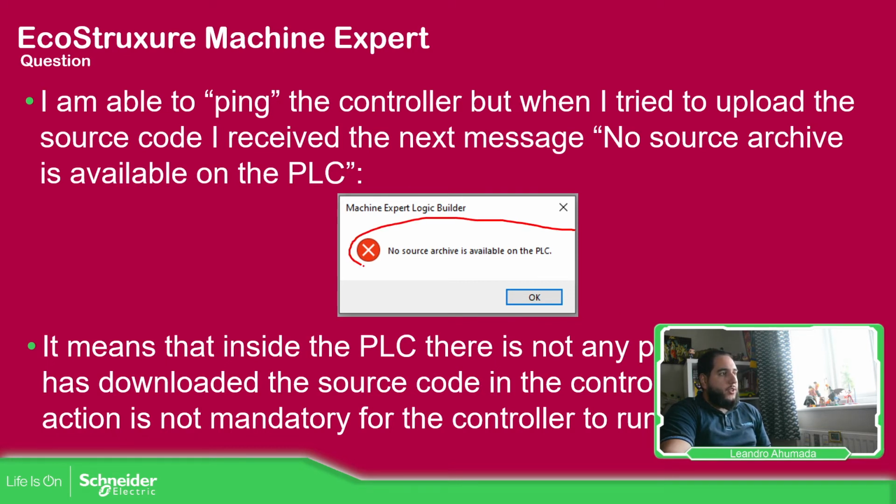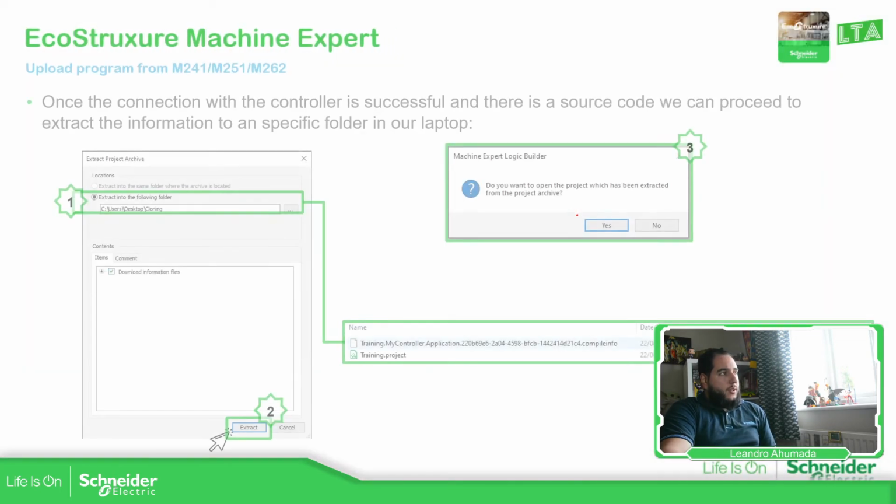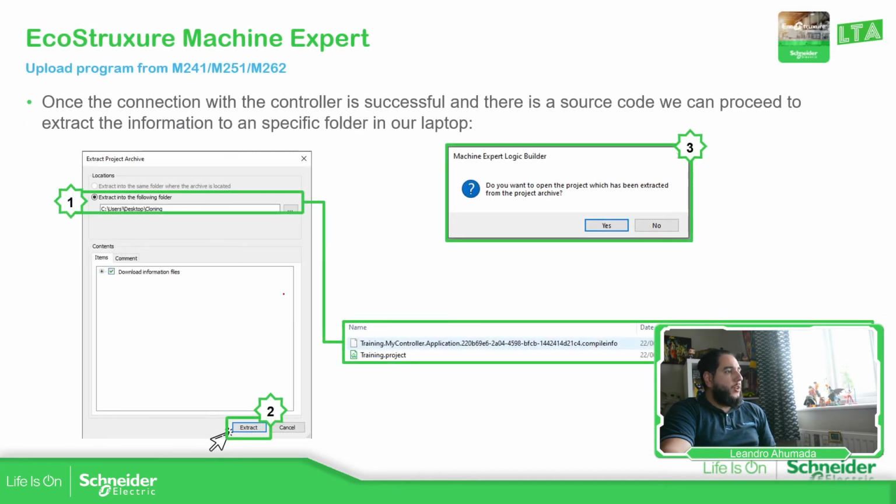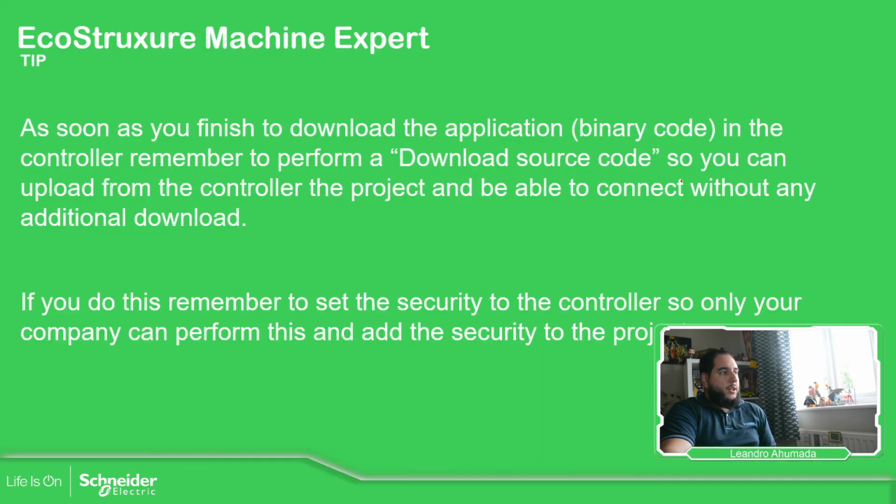So if you have this message, probably you need to worry because you're trying to upload information, there's nothing there. If you have this, it means that there is nothing on the controller, there is no project inside the controller you can open from Machine Expert, but the binary code isn't there, if there is an application. So this is what I got. Extract, and then it will open the application with this message. Do you want to open? Yes, and continue.